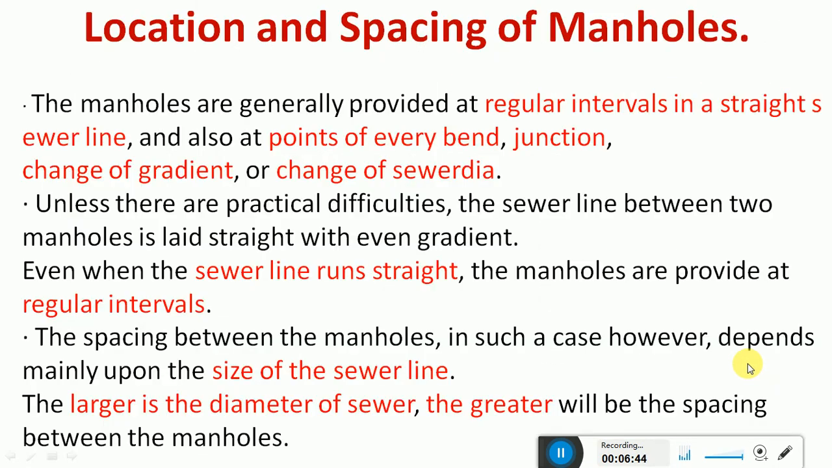Then what is the location and spacing of these manholes? These manholes, like I told you, are provided at regular intervals wherever there is a change in the direction, at every bend and junction, or change in gradient or change in the diameter of the sewer. So it is necessary to provide the manhole at those locations. Usually, unless there is a practical difficulty, the sewer should be laid in a straight line between two manholes.